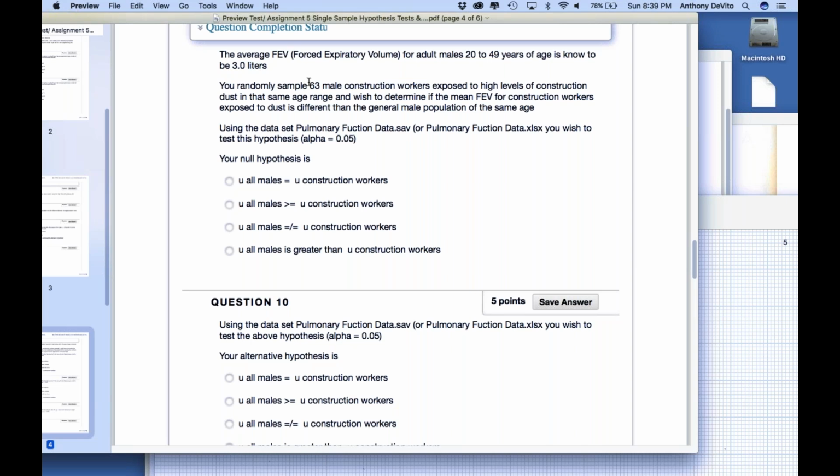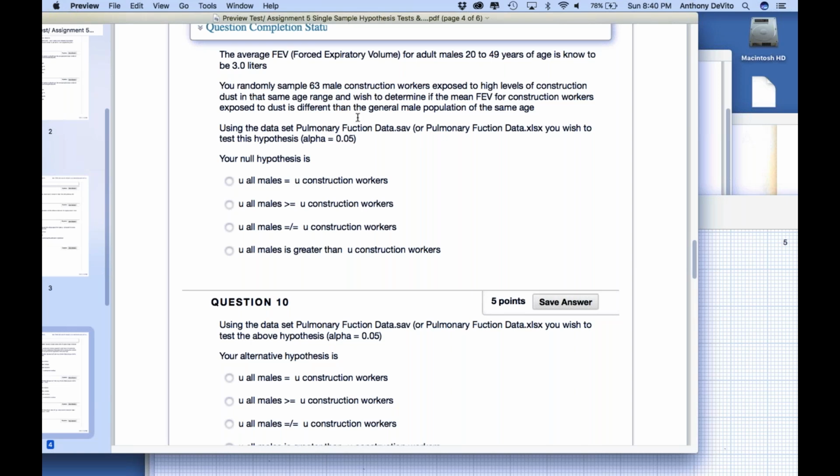So you want to know if male construction workers in this age range, who are subject to a high level of construction dust, have average FEV values that are different than for the rest of the population. So we're interested in whether the mean for one group is equal to the mean for another group. When we write a null hypothesis out, we're always talking about population means.